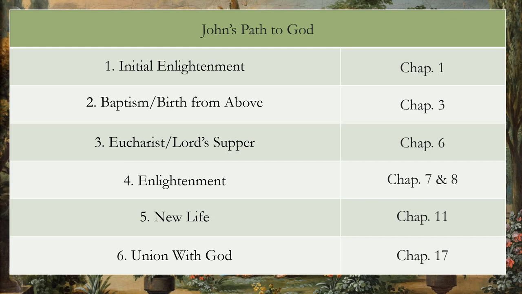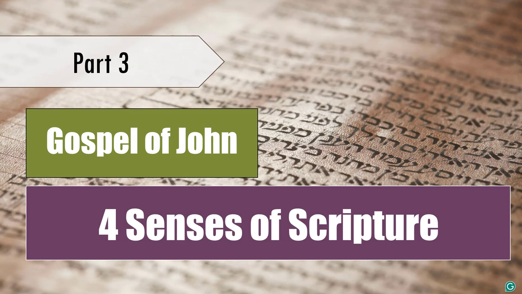So what we're going to do today is talk about what scholars refer to as the four senses of Scripture. These four senses of Scripture are the four ways that we, and when I say we, that's both the church and Jewish scholars, have read and interpreted the Bible, so that we can derive meaning from these ancient scriptures. Generally, it's four categories, and you'll see both Christians and Jews have four.